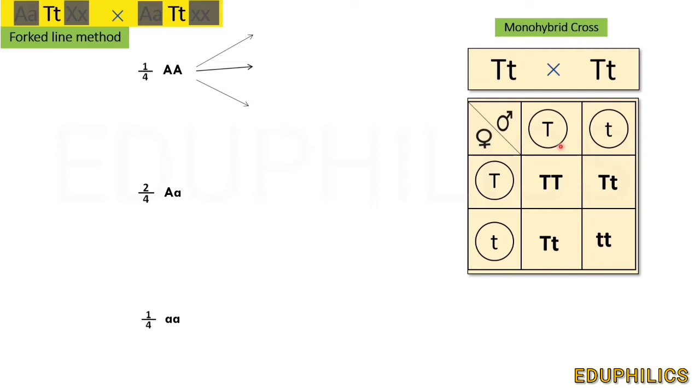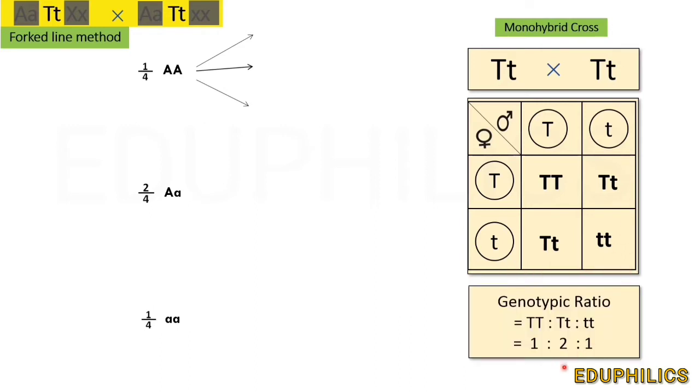When these two gametes fuse, a homozygous dominant genotype is formed. When the gametes with capital T and small t fuse, a heterozygous genotype is formed. Same thing here. Likewise, a homozygous recessive genotype is formed due to fusion of gametes with recessive alleles. So the genotypic ratio here is 1:2:1. Let's consider this monohybrid cross genotypic ratio and write it in the fork-line method. Capital T capital T, capital T small t, and small t small t in the ratio of 1:2:1.